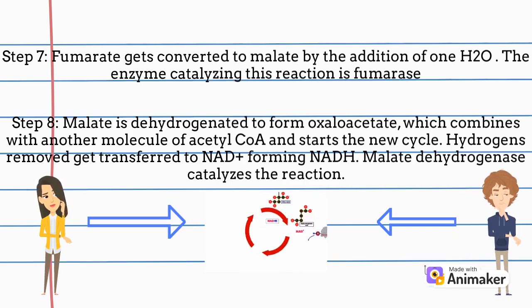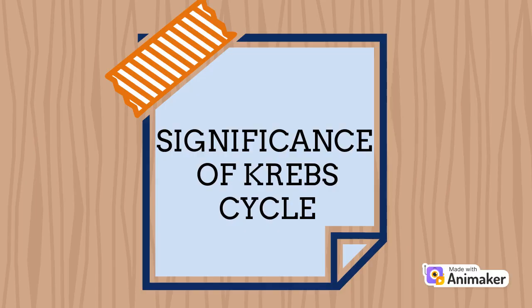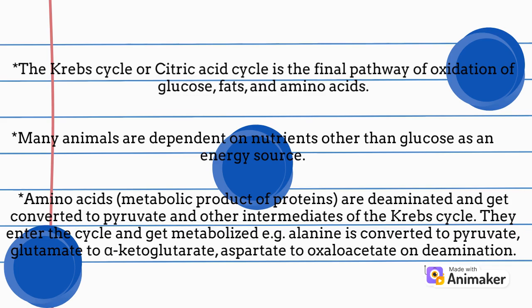Significance of the Krebs cycle. The Krebs cycle or citric acid cycle is the final pathway of oxidation of glucose, fats, and amino acids. Many animals are dependent on nutrients other than glucose as an energy source.